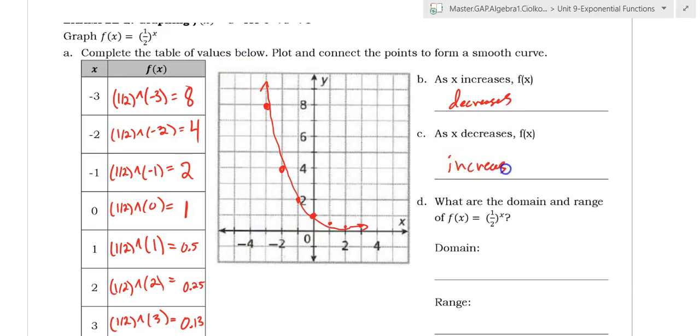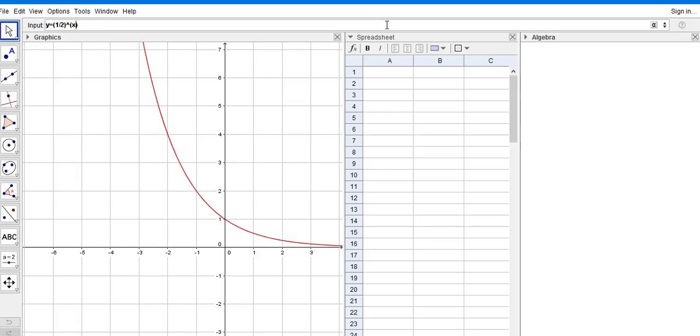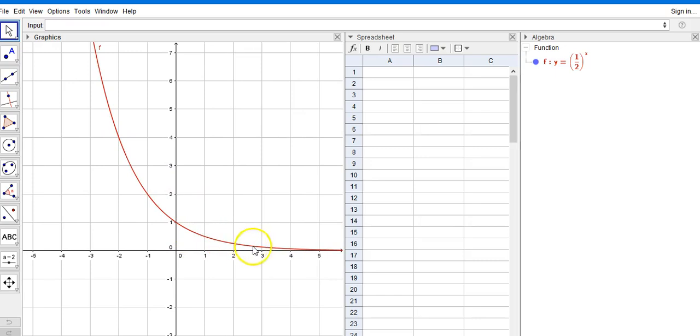The easiest way to tell with these, if it's asking decreasing, increasing, is just to graph it in GeoGebra. So I'm going to go ahead and delete that one I have here and all these numbers, and I'm going to type our new one. So we got y equals parenthesis 1/2 up to the x. Press enter. Looks right, so it formats it nicely. And we see here this is the same graph we got. So as I go to the right, it's going down. So as x increases, or goes to the right, it's decreasing. As x decreases, as I go to the left, I see I'm going up, so it's increasing.